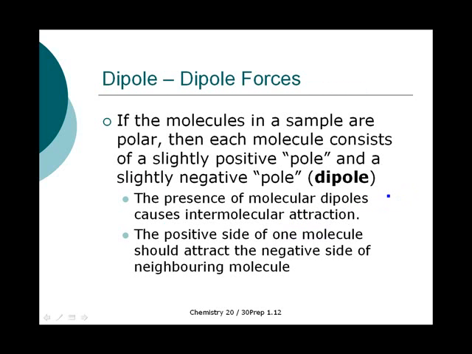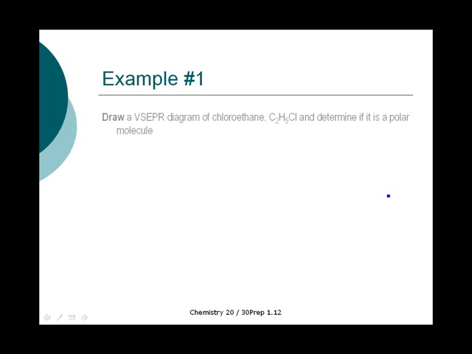So we'll start with the dipole-dipole forces. If the molecules in a sample are polar, then each molecule consists of a slightly positive end and a slightly negative end, or pole. The presence of these positive and negative ends causes molecules to become attracted to one another. The positive side of one molecule will be attracted to the negative side of a neighboring molecule. And we're going to use an example to show you what I mean.